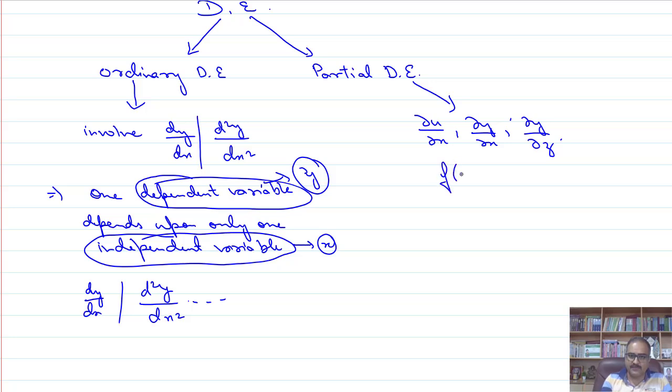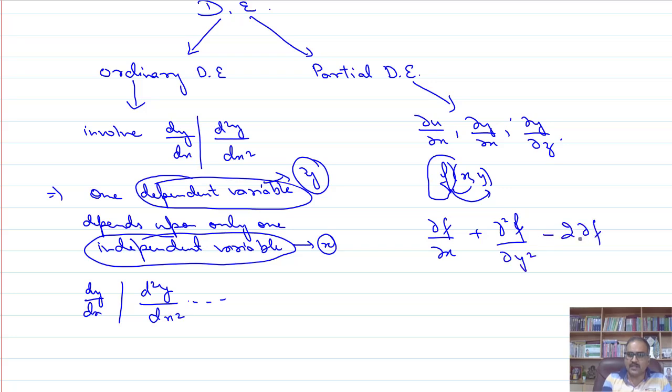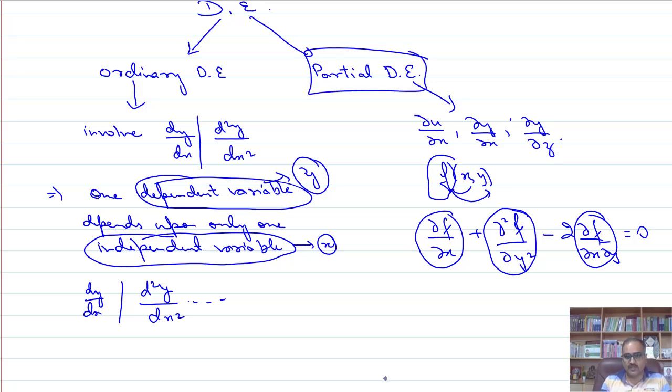Let us take a function f of x, y. That means this function f depends upon two variables x and y. So when I take the differential equation for this one, it will be curly f by curly x plus curly 2f by curly y square minus 2 times curly f by curly x curly y equal to 0. Now this equation involves partial derivatives. So this equation is known as a partial differential equation.